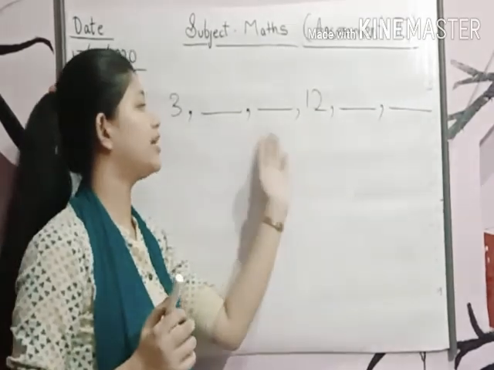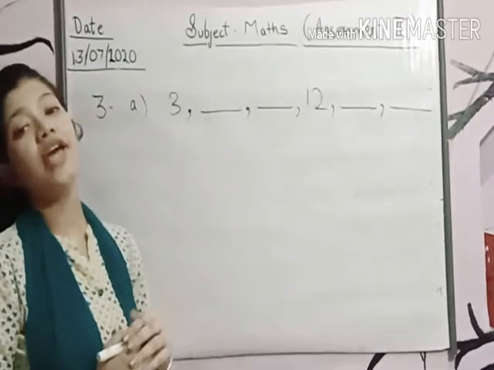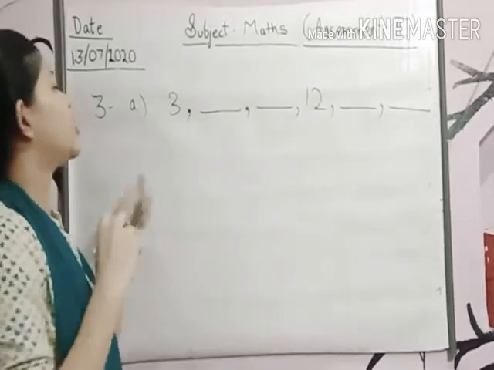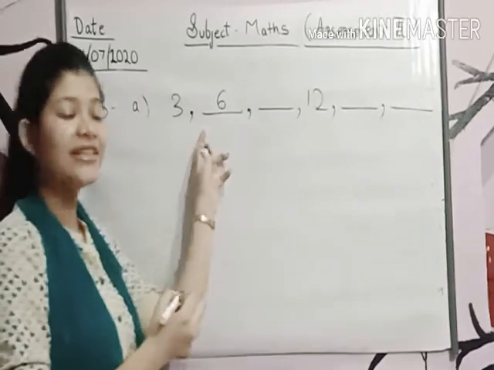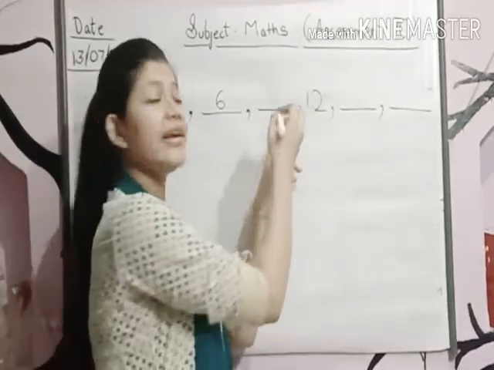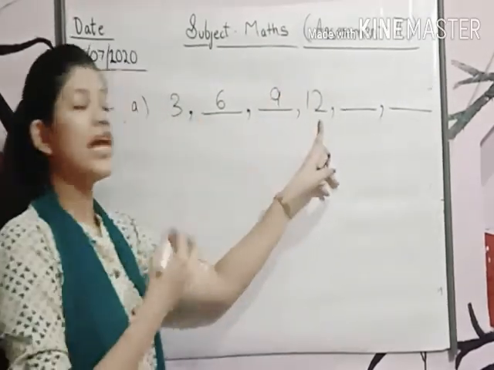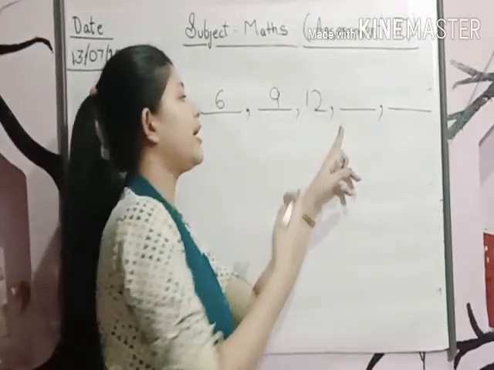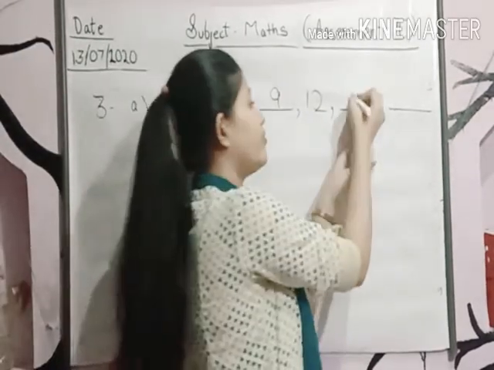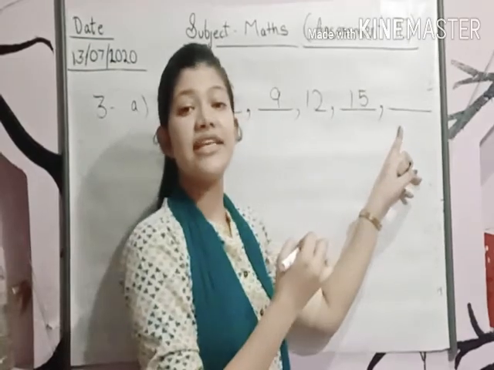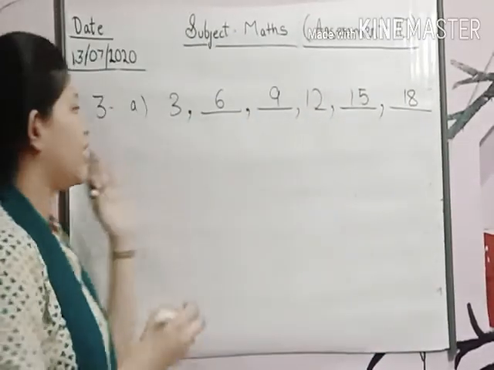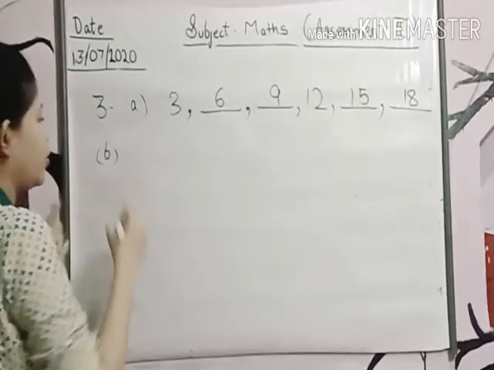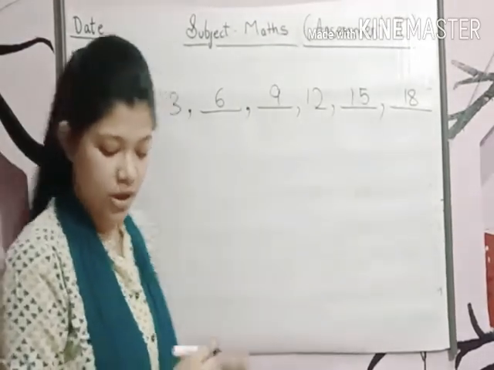We have to write the table of 3 over here. So let's write. 3 ones are 3, 3 twos are 6, 3 threes are 9, 3 fours are 12, which is already written over here. 3 fives are 15. 3 sixes are 18. Clear? Now let's have a look at the second one.